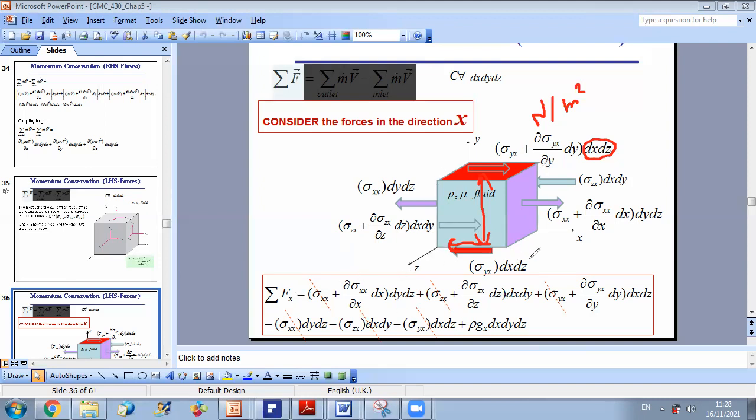So now all I have to do is to sum all forces along x according to this figure and do the corresponding simplification. If you look at the following figure and sum all forces along x, at the end you will have several terms that will cancel out. So sigma xx minus sigma xx dy dz, sigma zx minus sigma zx dx dy, etc. So these terms will cancel out.